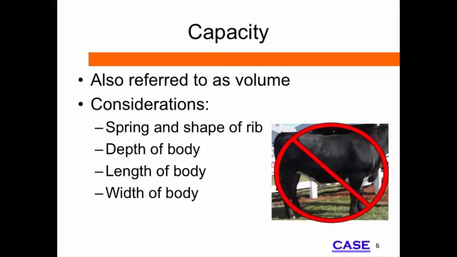Capacity refers to body volume. This volume is necessary for animals to perform at high levels while maintaining body condition. Capacity is typically associated with production and performance animals.